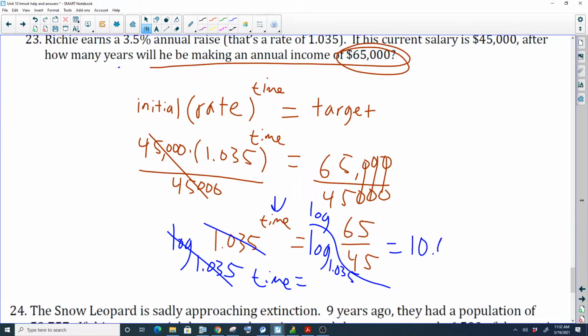And so 10.68 is going to be our answer. I guess you could round to the nearest hour or whatever.